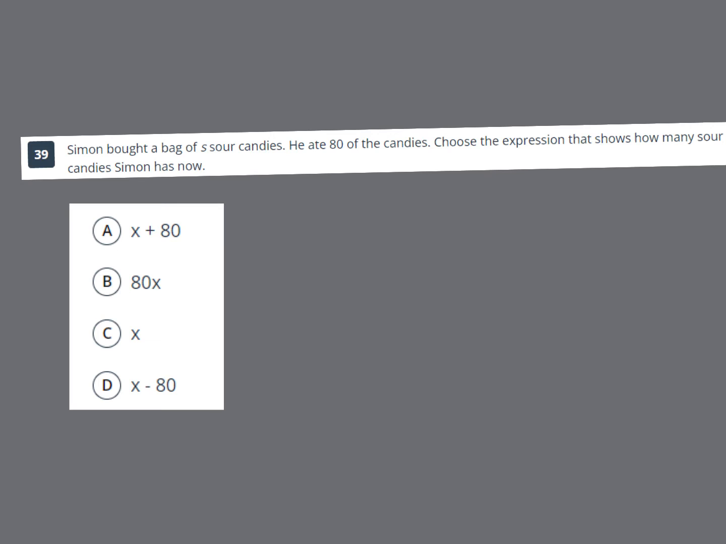Simon bought a bag of S sour candies. Okay, S sour candies. He ate 80 of the candies. Holy Toledo, that's a lot of candy. Choose the expression that shows how many sour candies Simon has now. Okay, so S, this is an X form. Okay, well, it's okay. We can figure this out.